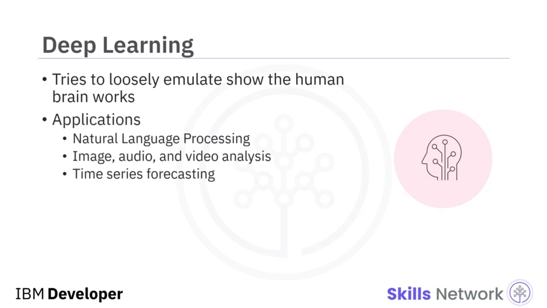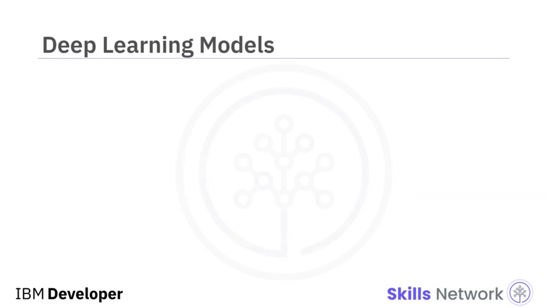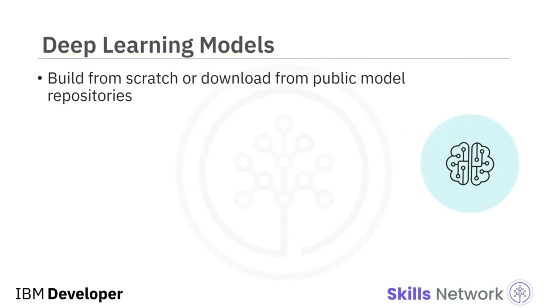It is commonly used to analyze natural language, both spoken and text, images, audio, and video to forecast time series data, and much more. Deep learning has recently been very successful in these and other areas, and hence is becoming an increasingly popular and important tool for data science. It requires large datasets of labeled data to train a model, is compute-intensive, and usually requires special-purpose hardware to achieve acceptable training times.